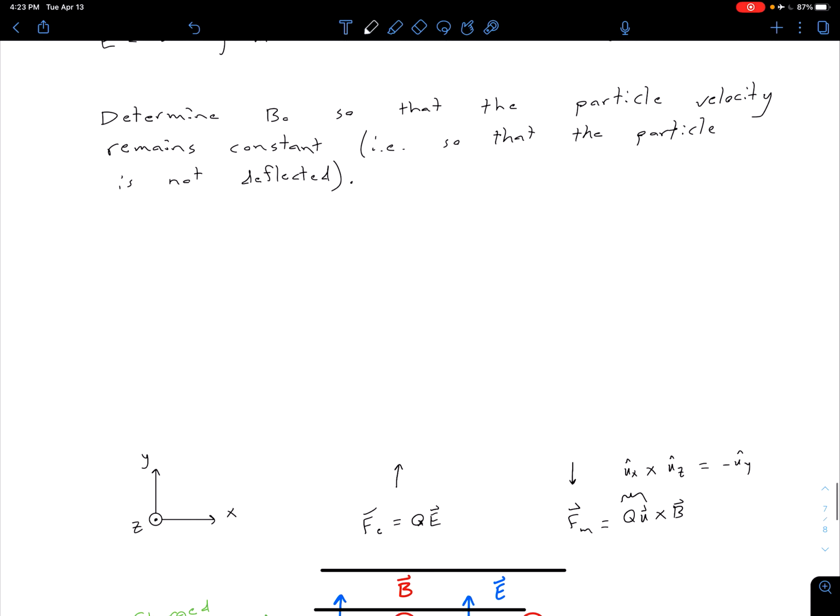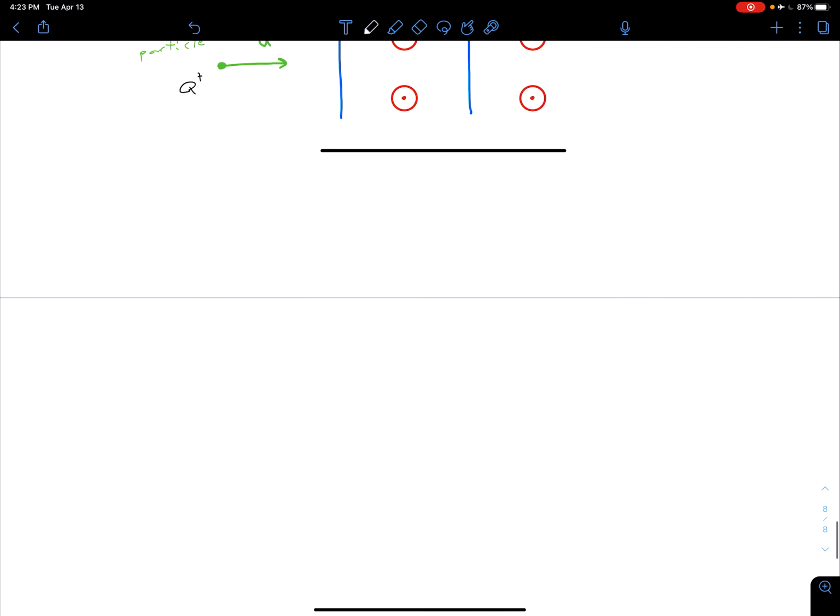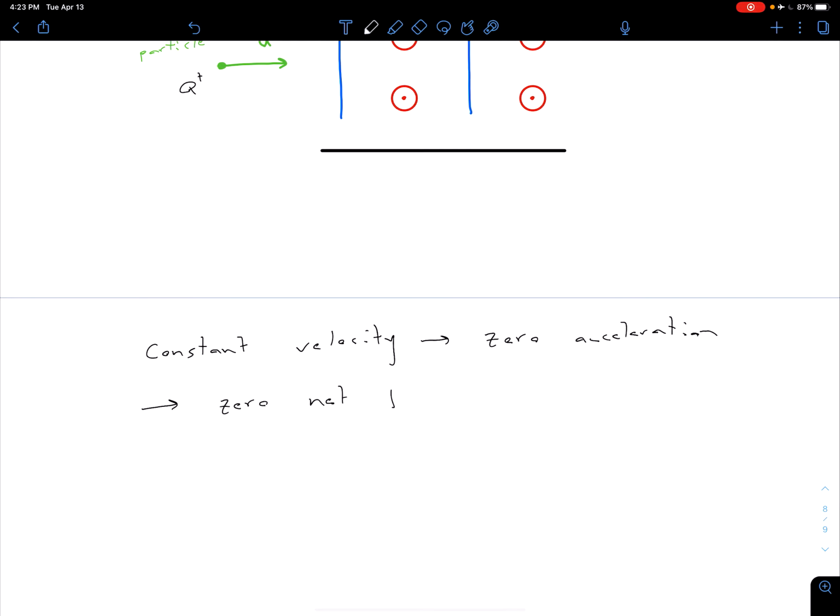But in the problem statement, what we're looking for is a value of this B naught such that the particle velocity remains constant. And so there are two ways that we can look at this. The first is we can say we want a constant velocity of 4 meters per second. And of course, if we have a constant velocity, that means we have zero acceleration. And so if we have zero acceleration, then that means we have zero net force.